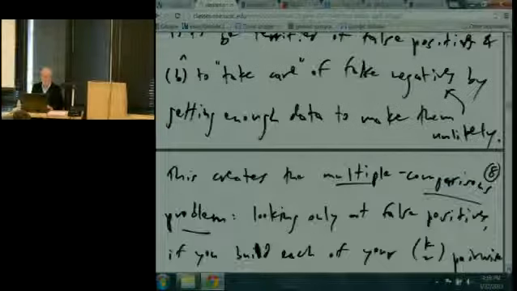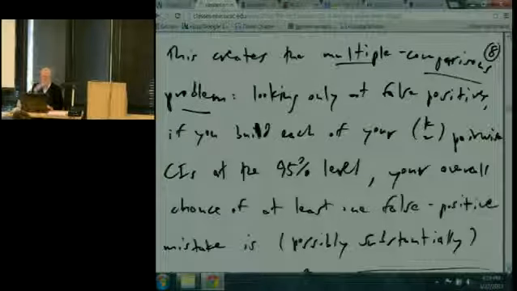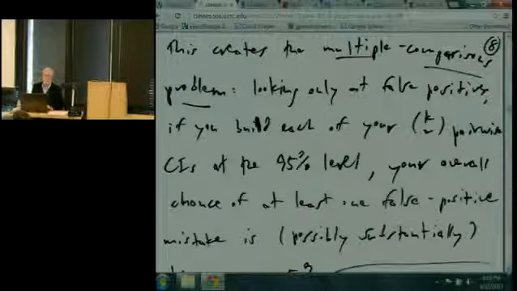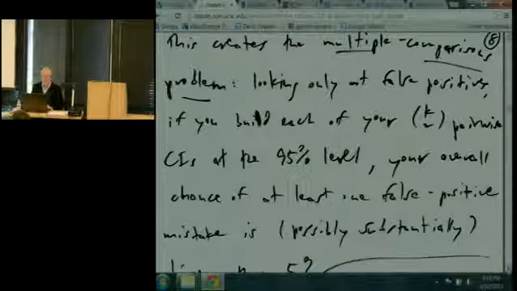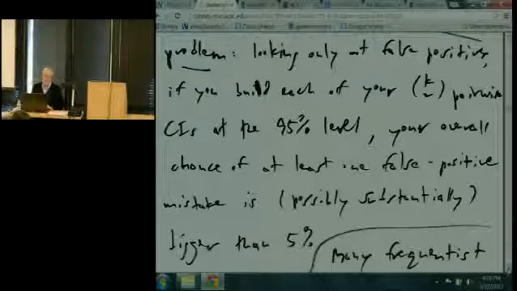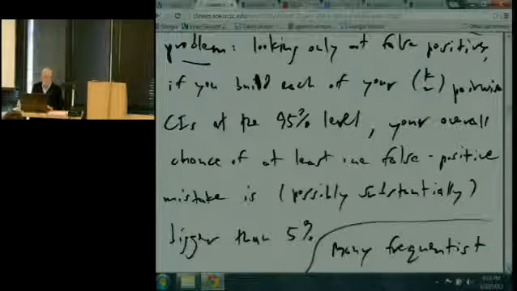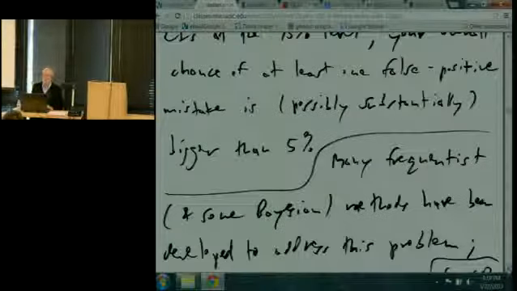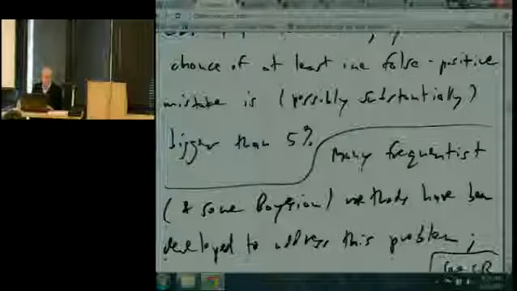That creates the so-called multiple comparisons problem. Looking only at false positives, if you build each of these k choose 2 pairwise intervals at the 95% level, clearly your overall chance of at least one false positive mistake is bigger than 5% and possibly substantially bigger. Many frequentist methods have been developed to address this problem, and some Bayesian methods also. False discovery rate, FDR, Bayesians are trying to work with this.